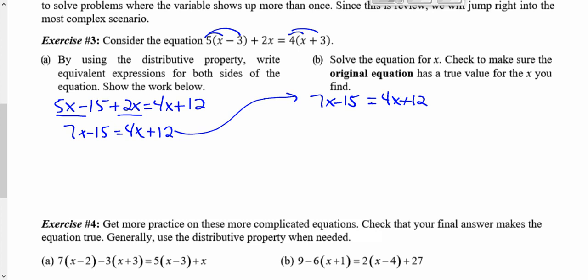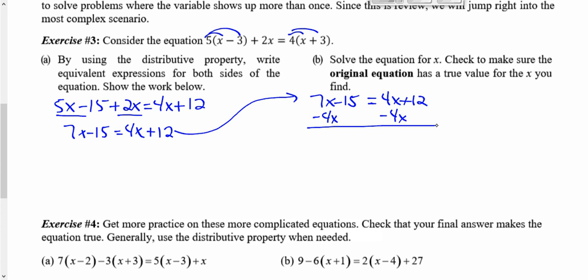Okay, so I want to get this 4x over to this side. How do I do that? And if you tell me just move it over, no. What do you have to do? It's positive 4x, right? So to get it from this side, I subtract it from both sides, and that'll get it over here. So minus 4x there.